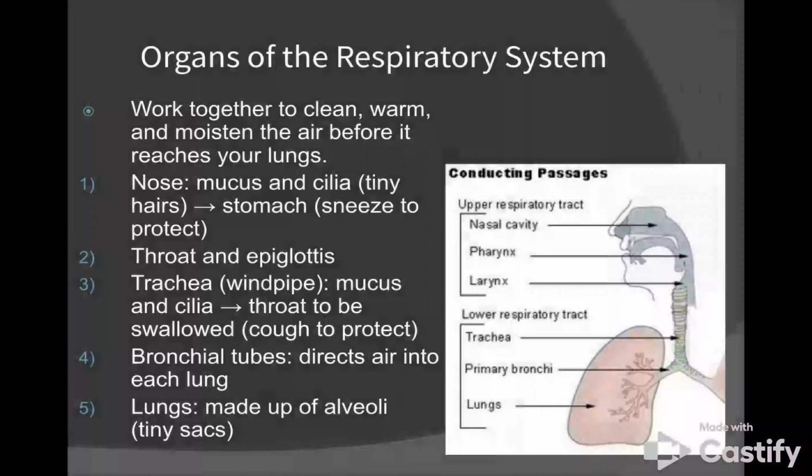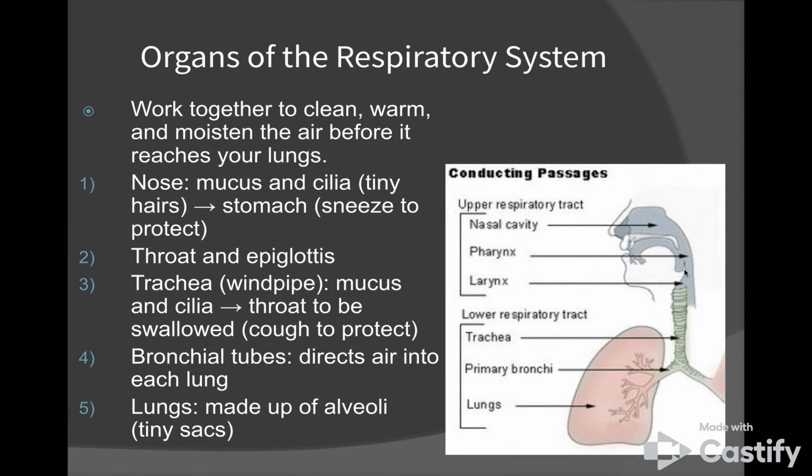There are many organs of the respiratory system. They all work together to clean the air, warm it up, and moisten it before it reaches your lungs. So starting at your nose, inside your nose you have mucus. The mucus actually traps any yucky stuff before it can get down into your lungs. And then the cilia are these tiny hairs that will wave the mucus out, and then it will either go down into your stomach so that you can swallow it, which is gross, or you'll sneeze, or you might have a runny nose.